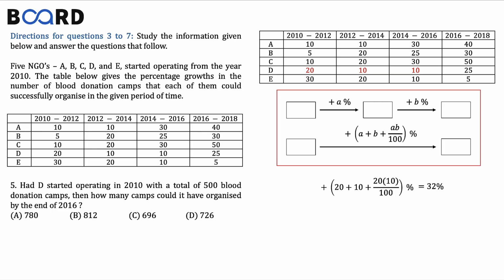Now again 10% turns up. So another successive 32 plus 10 plus 32 into 10 upon 100, that gives us a total of 45.2%. That means D, when it started with 500, it has to increase by 45.2%. Now the question is, how do we calculate this value?